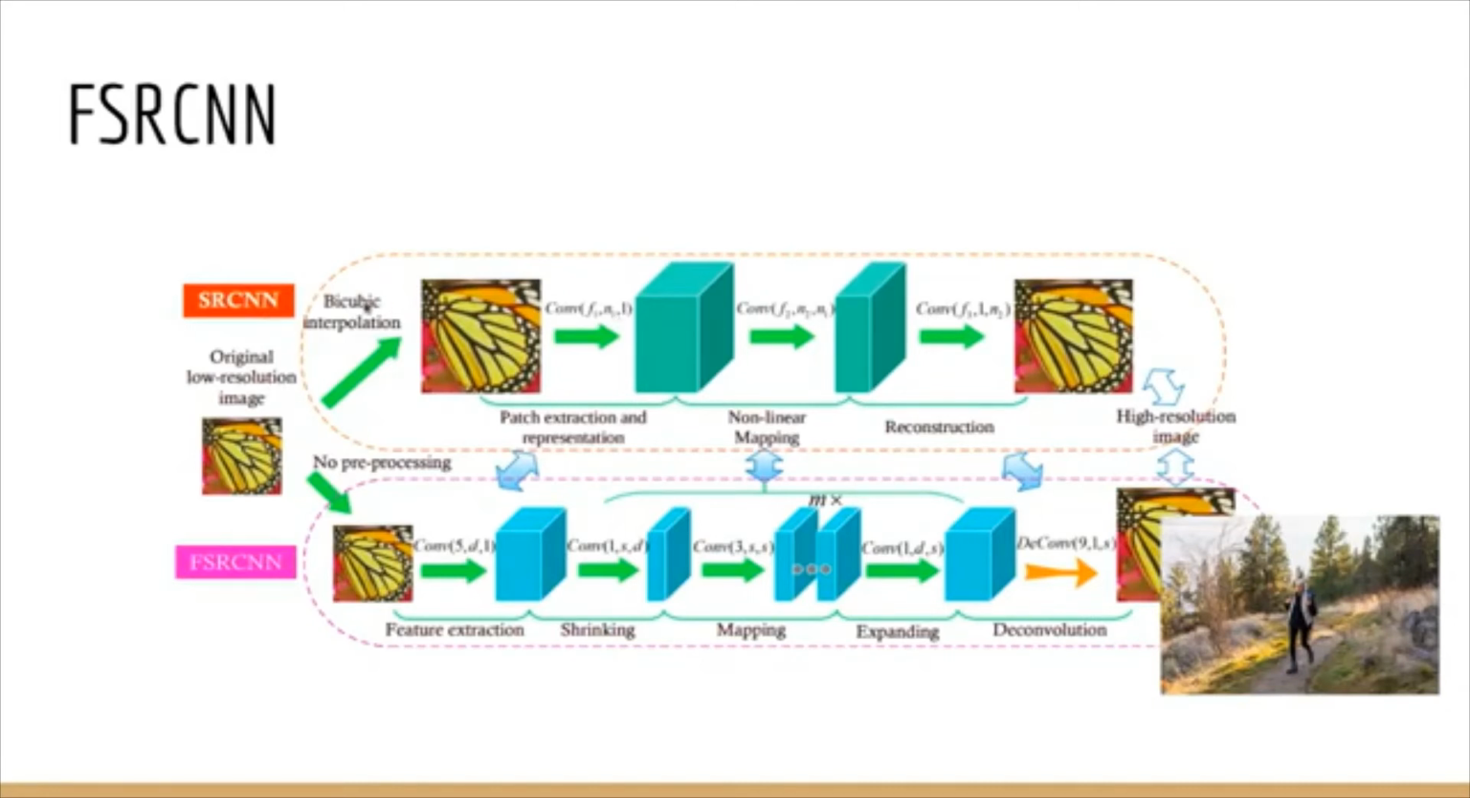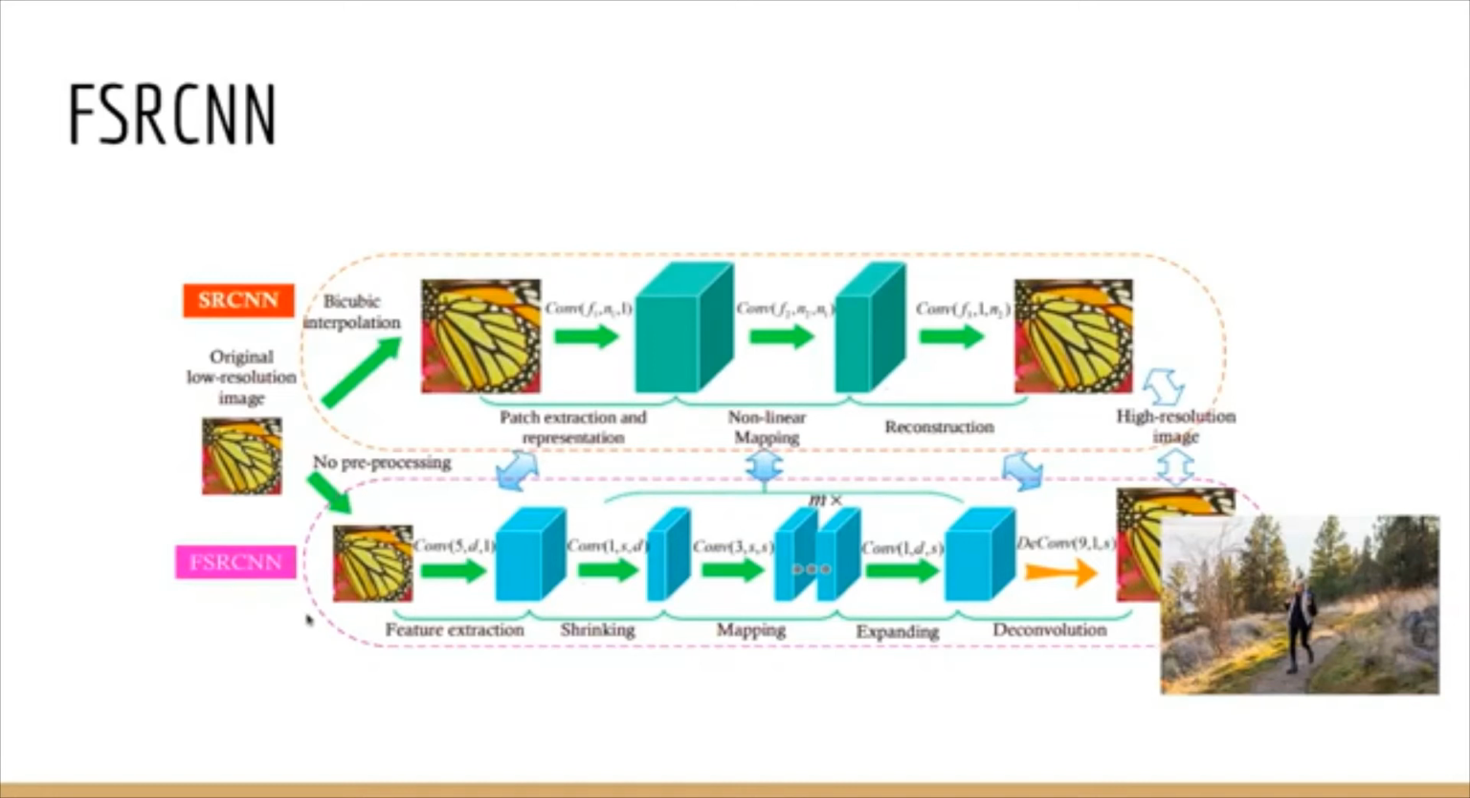The first, the top representation is the SRCNN. We extract the features and create a representation, and that is created a nonlinear mapping through a conv layer here. And then the feature maps that are created from the nonlinear mapping are used to reconstruct the higher resolution image. This is the SRCNN method of doing.